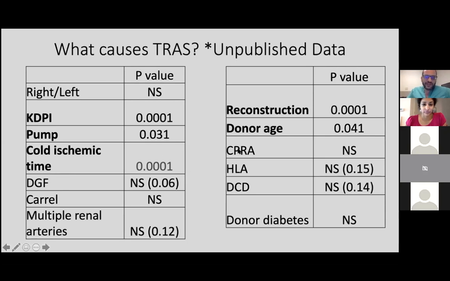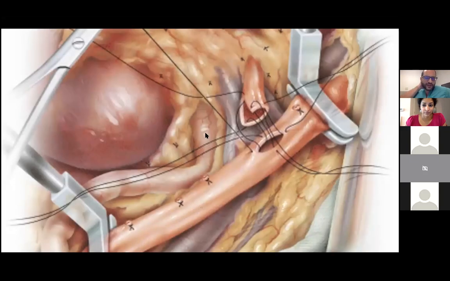And this is a univariate analysis. We're waiting for multivariate analysis to come back. Finally, a lot of people talk about clamp injuries, and that's in the literature as a cause for transplant renal artery stenosis. Clamp injuries do not cause transplant renal artery stenosis.